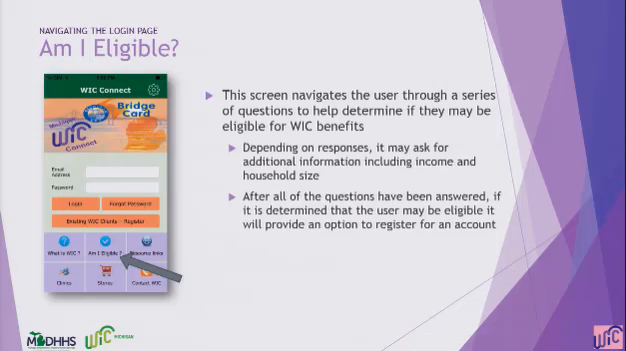The Am I Eligible screen is another valuable tool in helping potential clients learn about the WIC program. This feature navigates the user through a series of questions to help determine if they may be eligible for WIC benefits. Depending on the responses provided, it may ask for additional information regarding income and household size. After the questions have been answered, if it is determined that the user may be eligible for benefits, they are offered the opportunity to register an account.